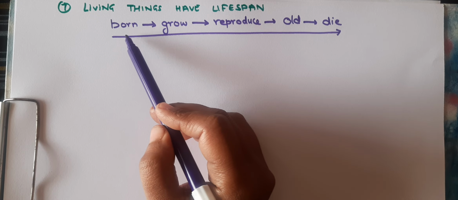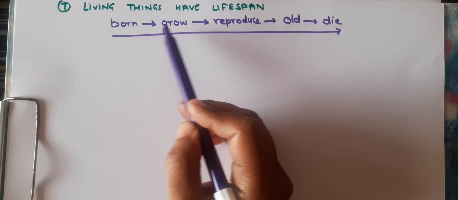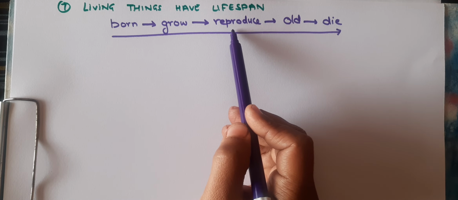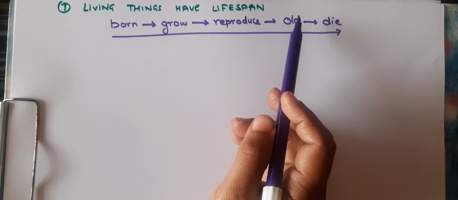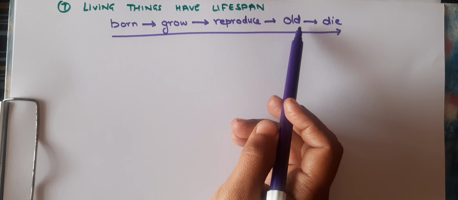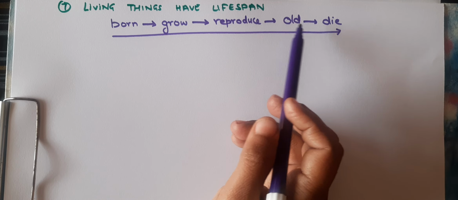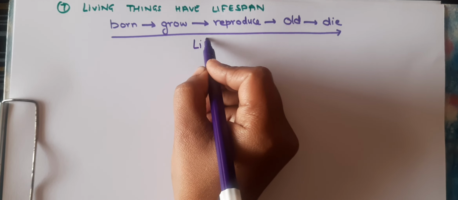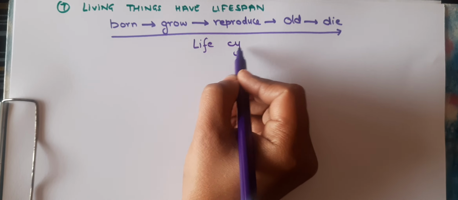And animals also are born, then they grow. Suppose a kitten is born, it will grow and become a cat, and then it will give rise to new kittens, and eventually the cat will become old and die. So this is a life cycle. This process is known as the life cycle.